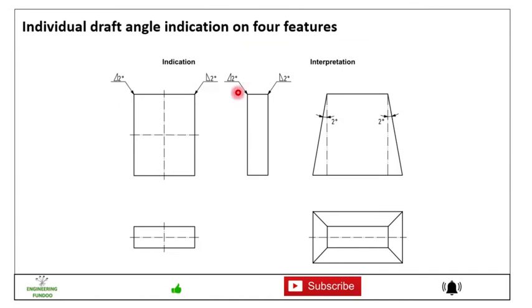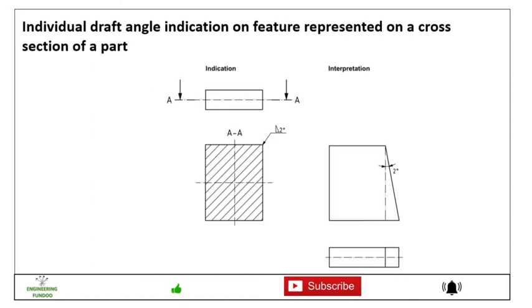Then friends, we have individual draft angle indication on 4 features, and this is how it is indicated: 2 degree, 2 degree, 2 degree, 2 degree on all these 4 corners. So here is the interpretation of this. This is the 2 degree on this side and 2 degree on this side, and again on all the 4 surface edges. So this is how the 4 features draft angle indication is shown on the drawing.